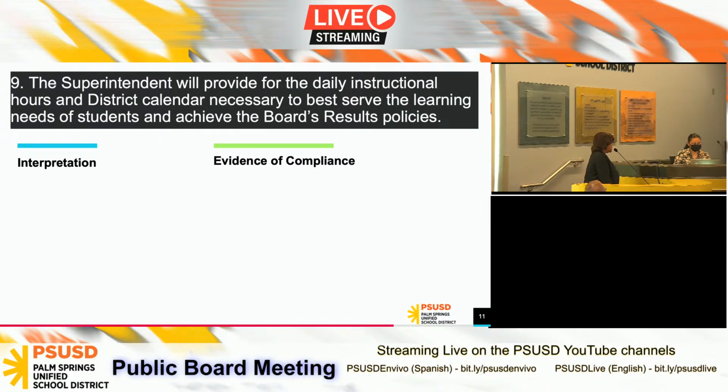Number 9, the superintendent will provide for the daily instructional hours and district calendar necessary to best serve the learning needs of students and achieve the board's results policies. Our interpretation is all students receive the appropriate number of instructional minutes as necessary to meet their needs. Now, each school year, bell schedules are submitted and instructional minutes are submitted and approved. As well, students have opportunities at certain school sites or through ACES and other after-school programs to participate in tutoring or enrichment. So even though we have those instructional minutes within the school day, we're always looking at those expanded programs to support students' needs and interests as well.